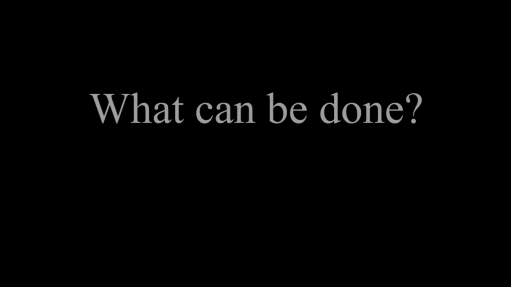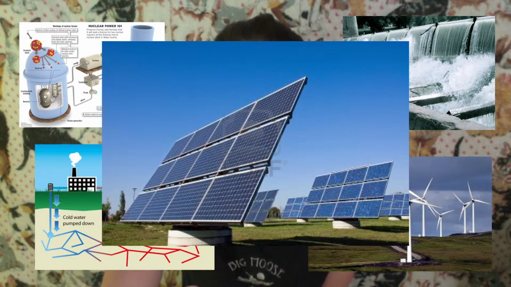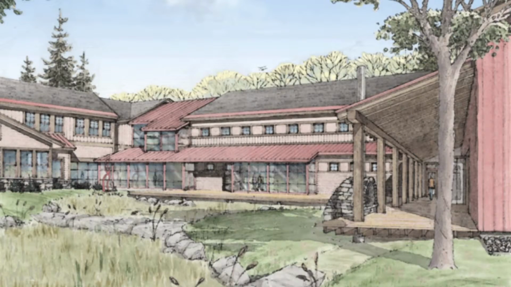What can be done? Factories that burn coal can switch to a cleaner energy source. In fact, even just washing the coal would help. Nuclear power, hydropower, wind energy, geothermal energy, and solar power are all alternative ways to produce clean energy. VIEW, the new art center in Old Forge, uses both geothermal and solar energy.